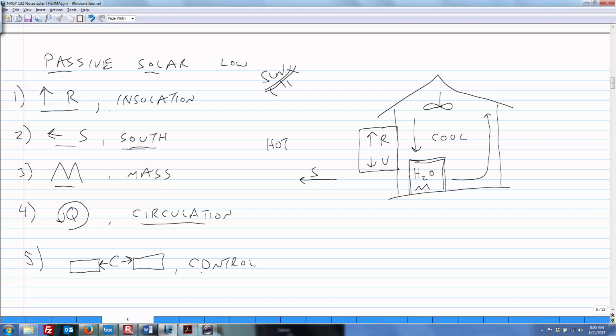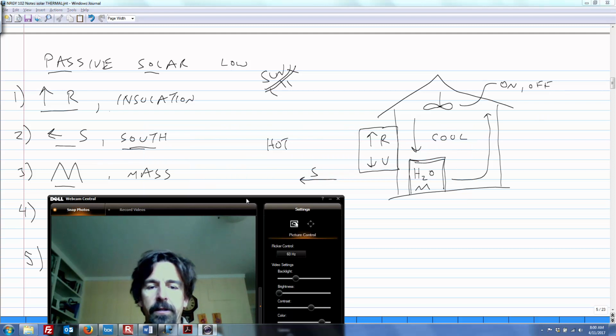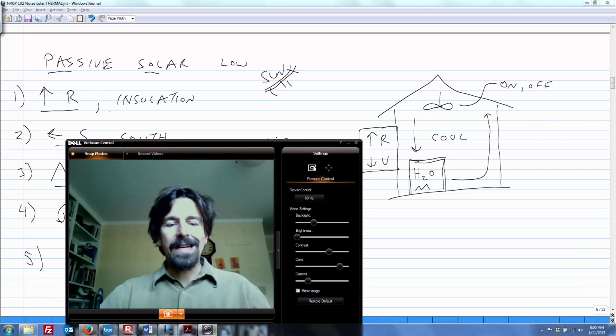Now, we also want to have good controls. So the fan can go either on or off, right? So that's the way that we can control how heat flows.